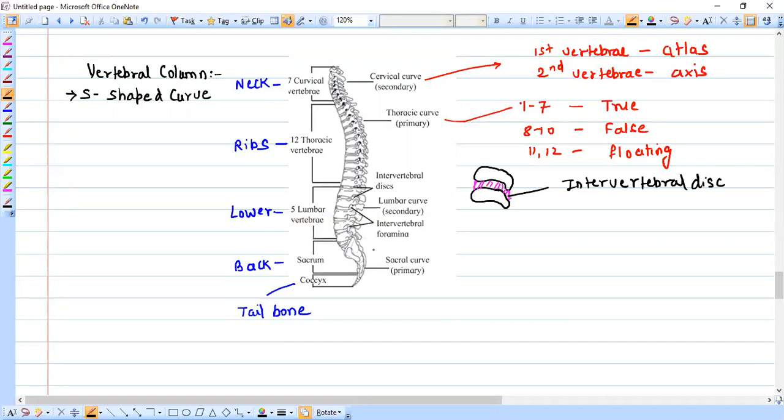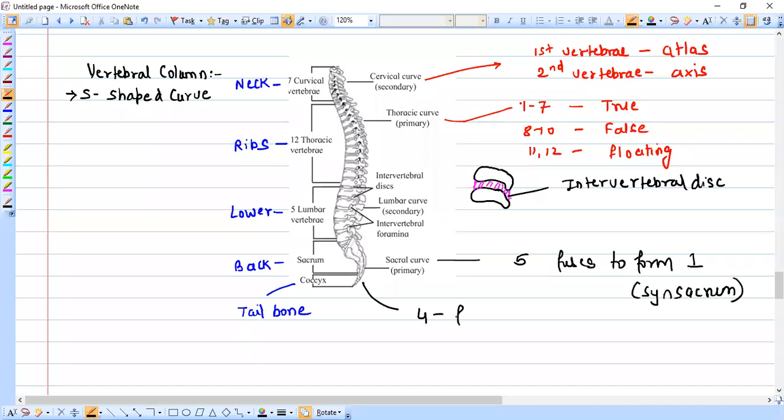We have the lumbar curve, then we have the sacrum. When I talk about sacrum, remember there are a total of 5, but the 5 fuse to form 1. Since it fuses to form 1, it is called the syn-sacrum. Syn means fused. And finally we have the coccyx, the tailbone. There are 4 bones present. They fuse to form 1. So this is the vertebral column having an S-shaped curve.